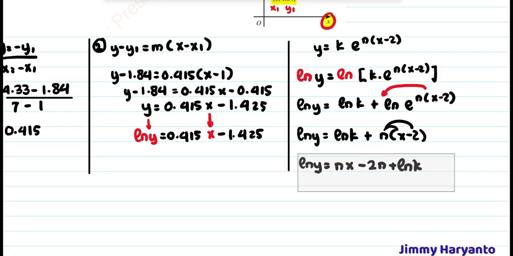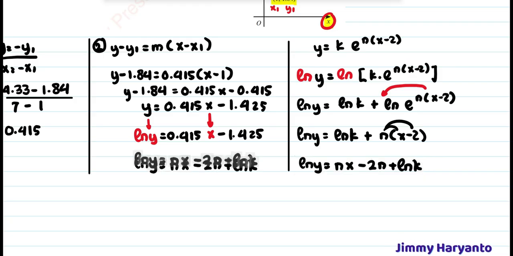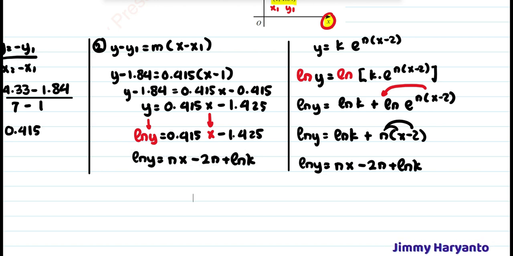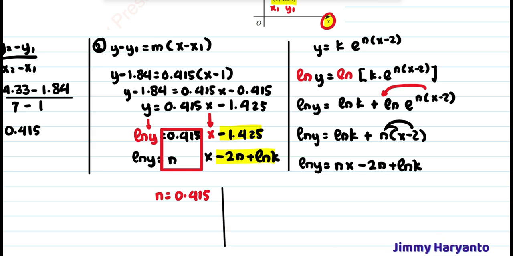Okay, let's compare it with the expression that we already have. I will copy this one and put it below so we can compare it easily. And then I will move it a little bit like this, so we can compare it easily. So we have 0.415 for the n, so I can conclude that n equals 0.415. And then for this one, this and this, we have to use a little bit of algebra to find the value of k.